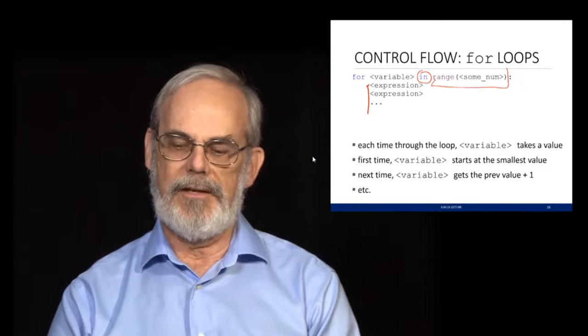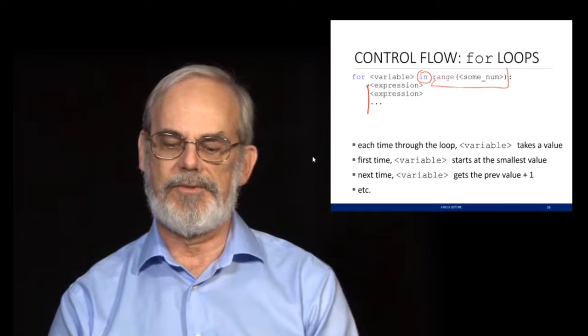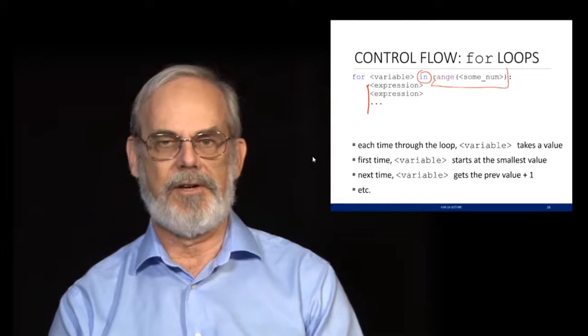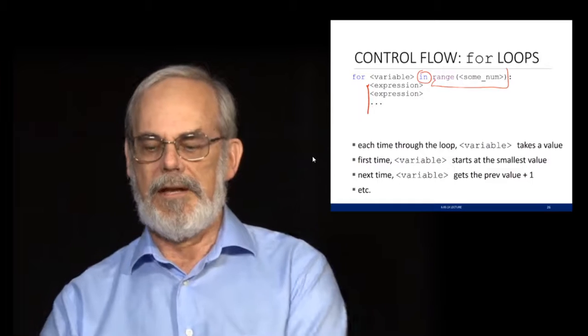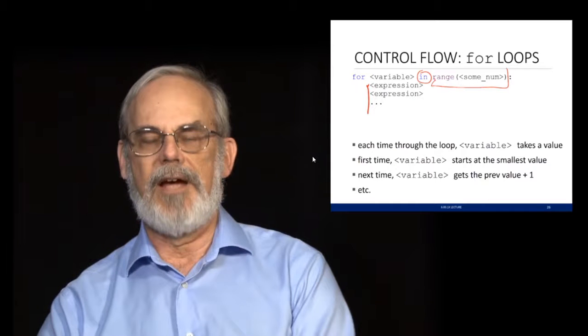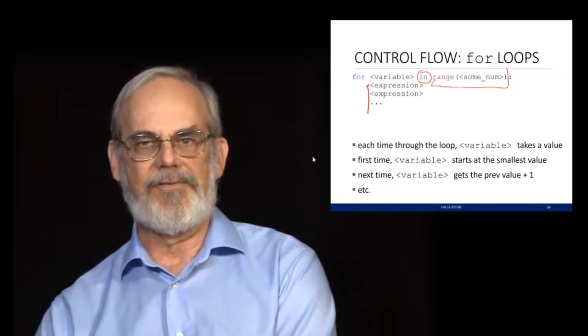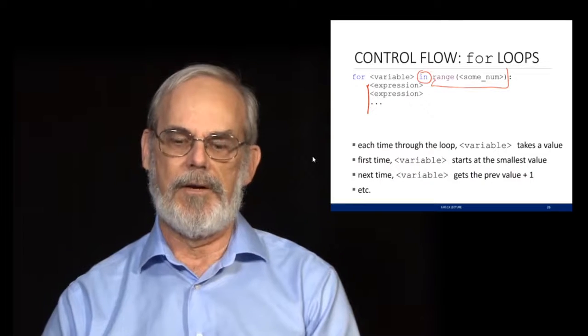And just to remind you again, it says each time through the loop, variable is going to take a value. The first time it starts at the smallest value in range. The next time it gets the next value, in this case for range added by 1, and so on.